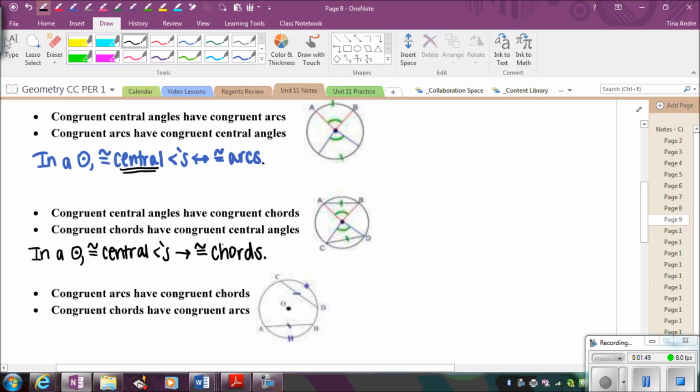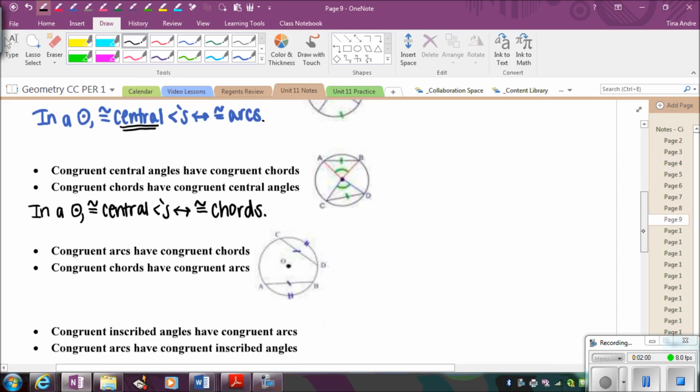And again, you can do the opposite. You can mention this the opposite direction. So meaning if I have the congruent chords, well, then that also implies that the central angles are congruent. So I can go both directions. So that's why I'm putting the double arrow on.